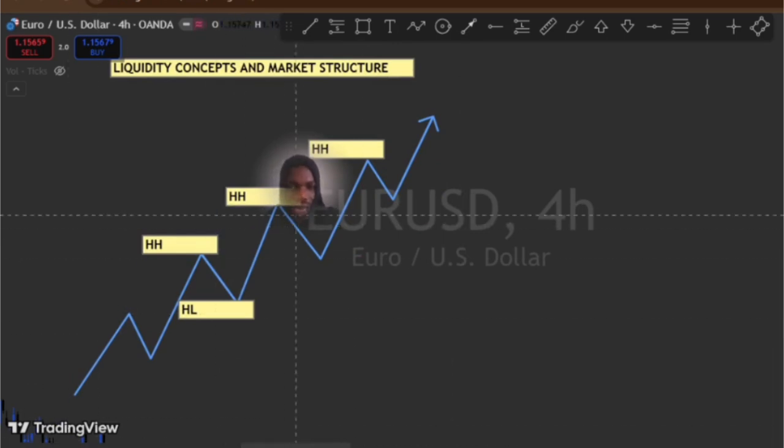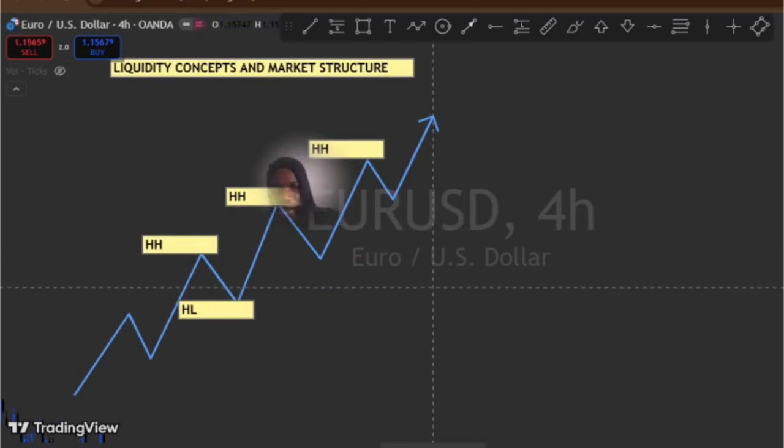We are going to see, guys, how we unite market structure with equity concepts.